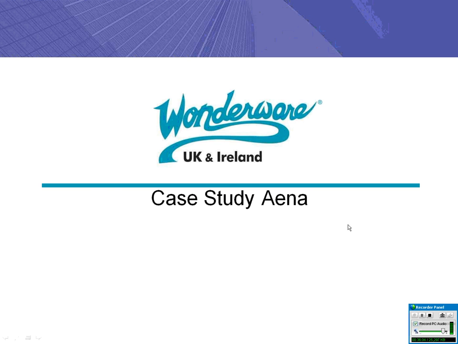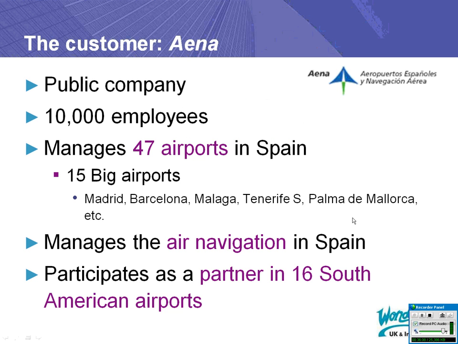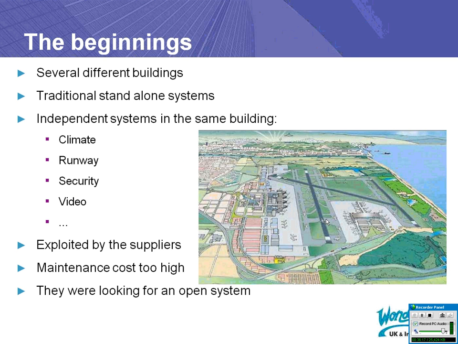Just looking at a case study, Aena is an airport operator in Spain. It manages lots of airports within Spain, 15 big airports. They have systems within each of the airports for monitoring utilities within the airports, for example here, climate or runway.